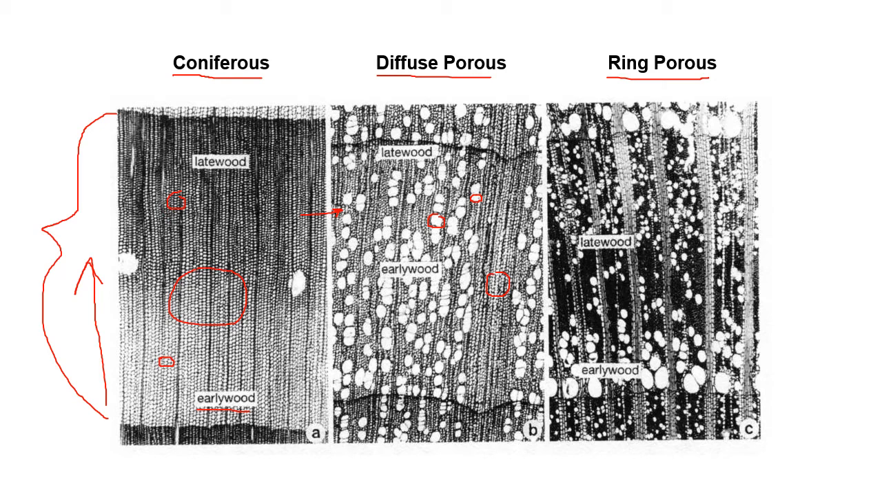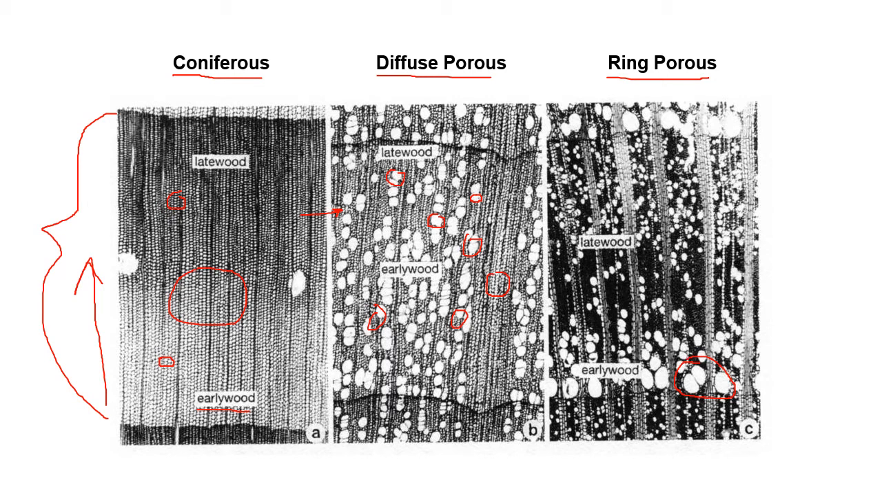So they're far more efficient at moving water, and then the fibers are there for structural support. In diffuse porous, those vessels are scattered throughout the ring. So in both the early wood and the late wood, in the early growing season and late growing season, we have vessels.